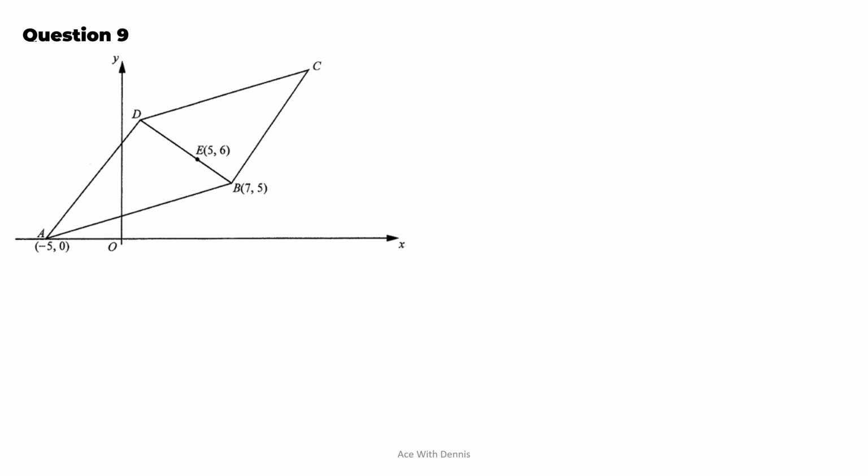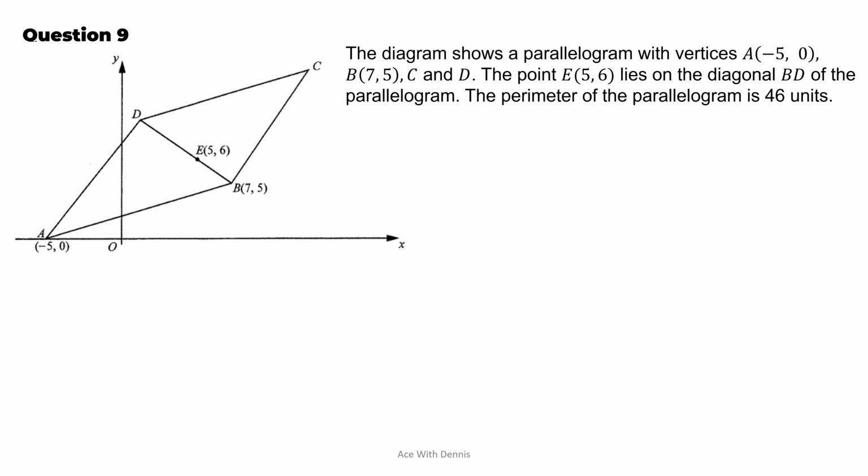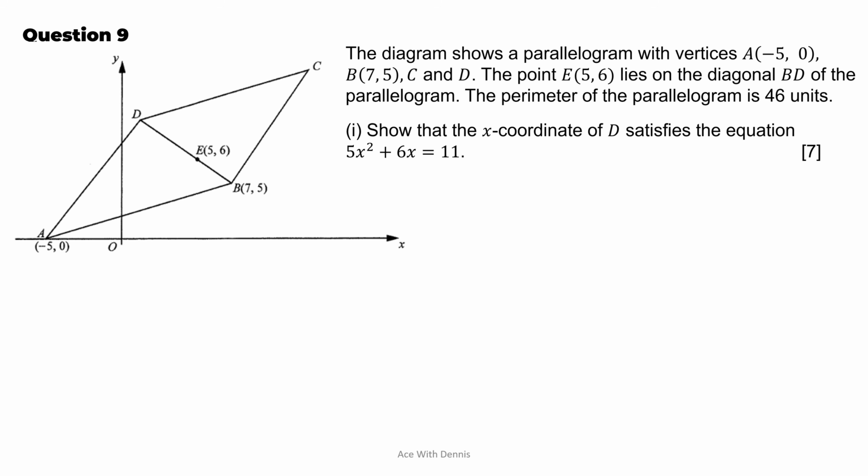Question 9. Given this diagram, the diagram shows a parallelogram with vertices A with coordinates (-5, 0), B with coordinates (7, 5), C and D. The point E with coordinates (5, 6) lies on the diagonal BD of the parallelogram. The perimeter of the parallelogram is 46 units. Part 1: Show that the x-coordinate of D satisfies the equation 5x squared plus 6x equals 11. 7 marks.